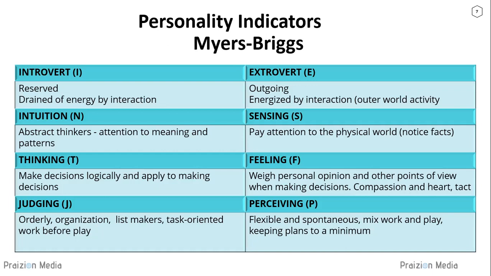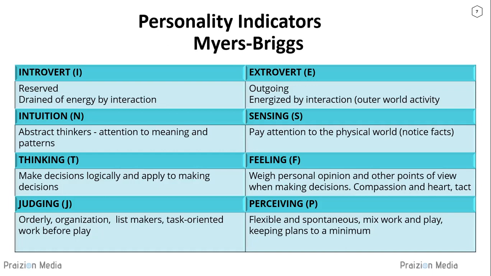J, judging, someone who is orderly, organized, someone who likes making lists, task-oriented and believes in work before play. Or perceiving is someone who is flexible and spontaneous. They like a mix of work and play and keep plans to a minimum.